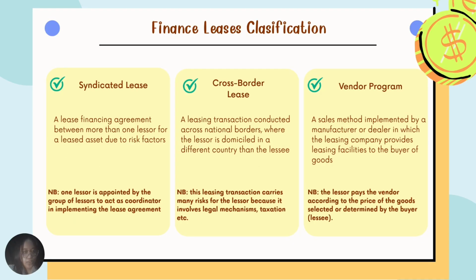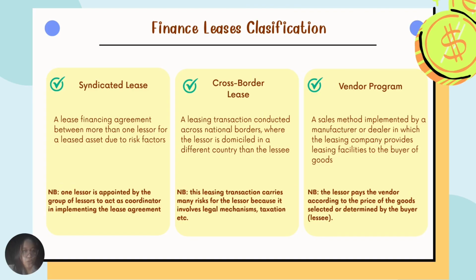The fourth one is syndicate lease, which is a lease financing agreement between more than one lessor for a lease asset due to risk factors. So maybe in this type of finance lease, one lessor does not have enough capital, so they need other lessors to coordinate in the same transaction.